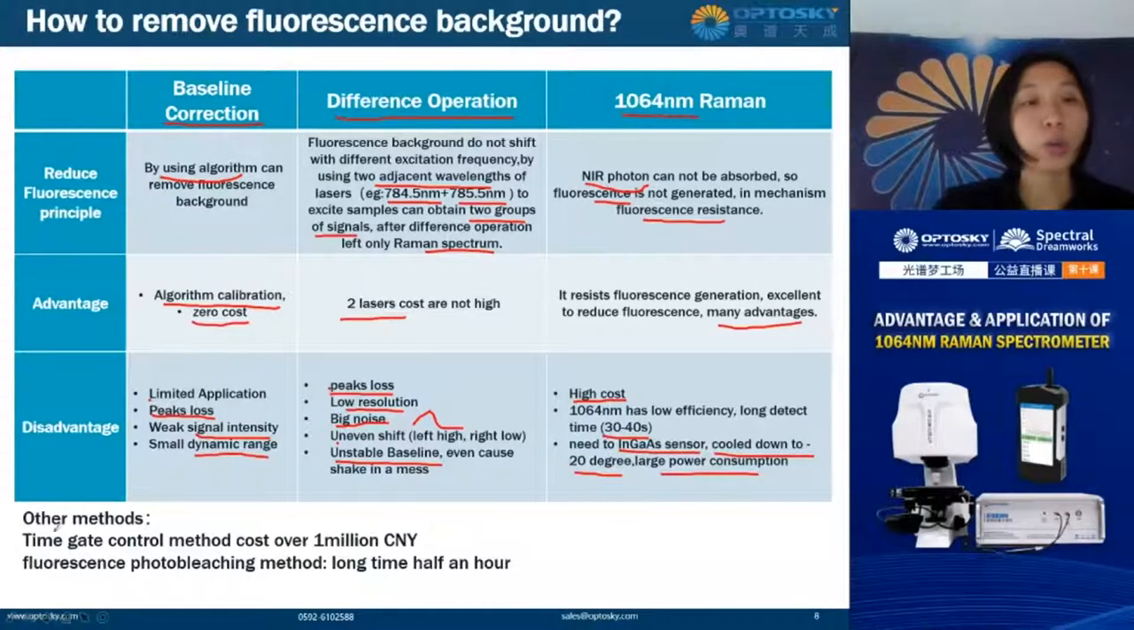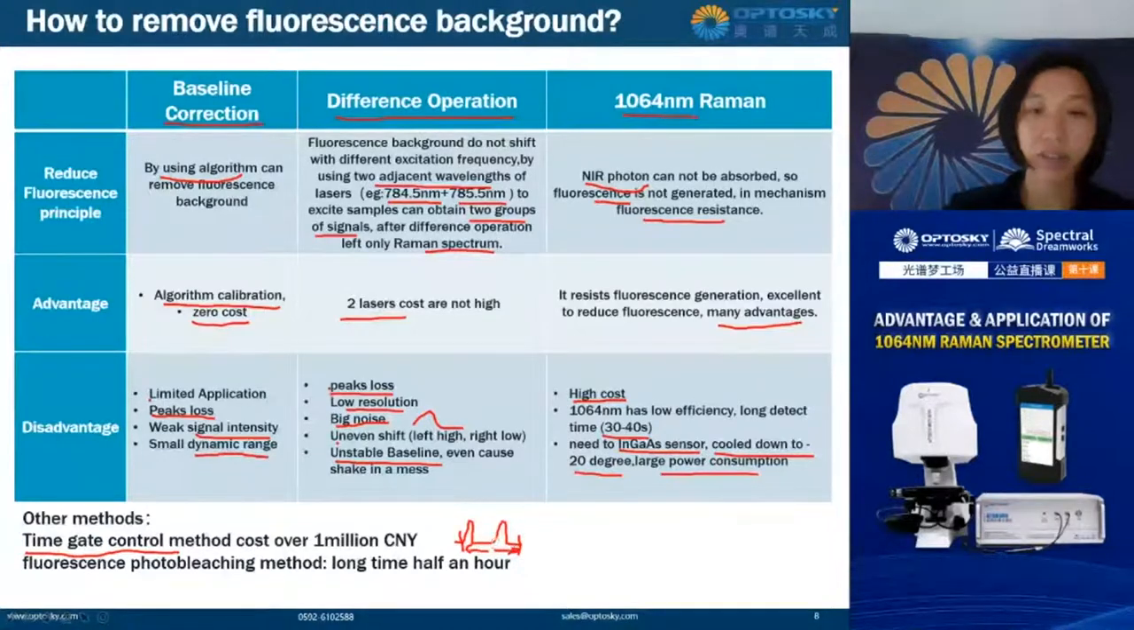Also, we have a time gain control method to remove fluorescence. The principle is like this. Fluorescence will appear in nanoseconds, and the Raman signal will appear in picoseconds. So here there is a very short time difference.